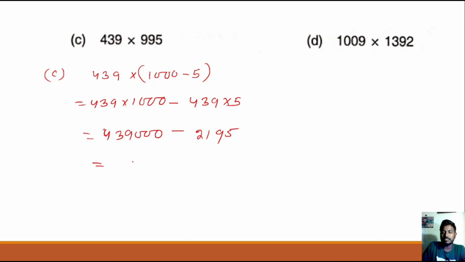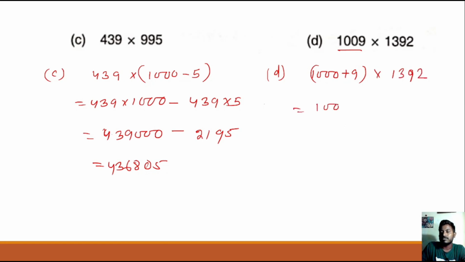Now subtract 0 5 5, then 9, 9 9 0, 9 1 8, 8 8 2 6 3 3 4 4. Now next question, question number D. Here we convert 1009 as 1000 plus 9, then into 1392.